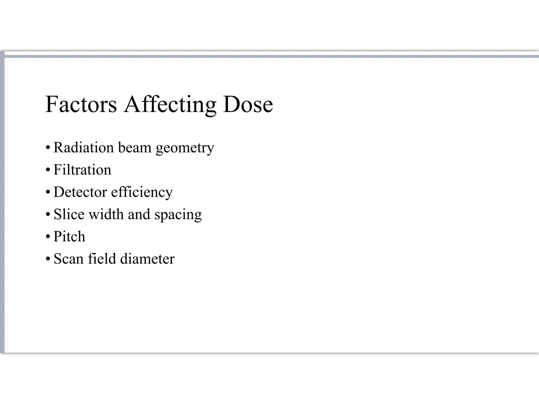Detector efficiency. As we improve detector efficiency, we can reduce patient dose, right? Slice width and spacing, like we've already indicated in some of our discussions about technique, as we get smaller and smaller slices and we place them closer and closer together, we would expect radiation dose to increase. So it's a direct relationship.